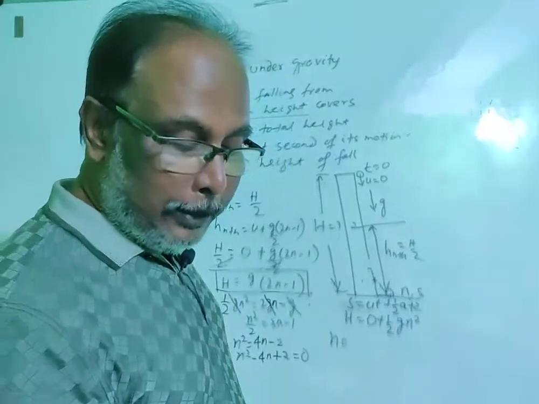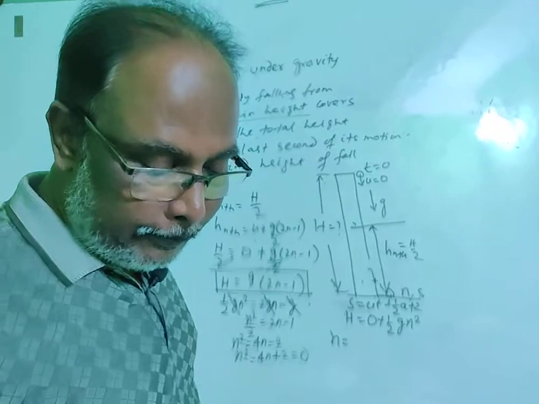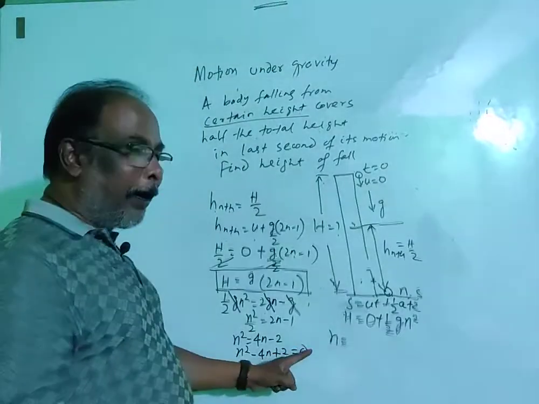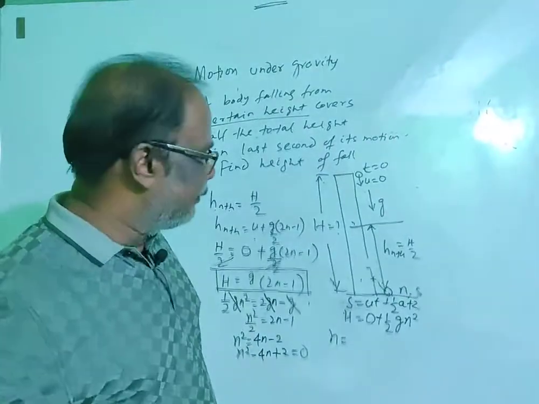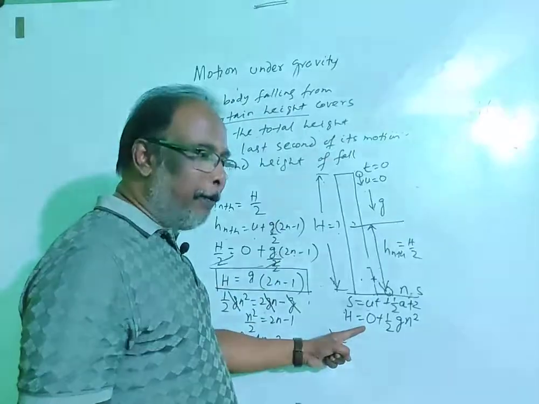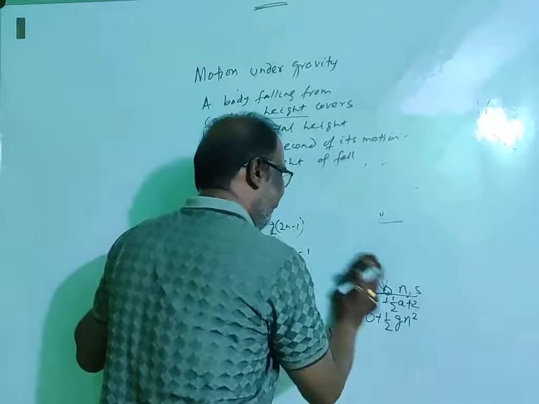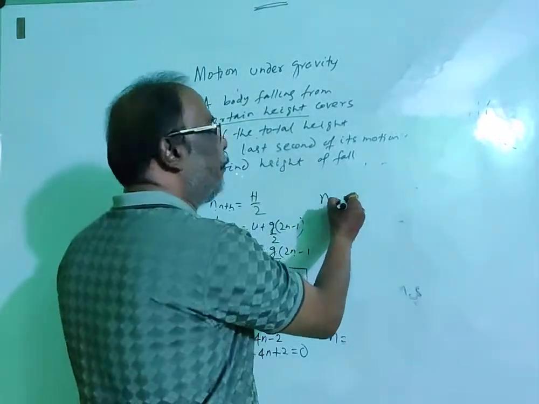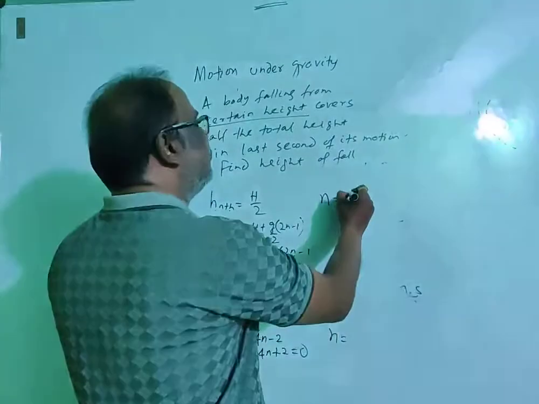What will be the answer? Quadratic equation, you may solve it. Will I erase it now? Yes, sir. Okay. So n will come 3.145. Very good.